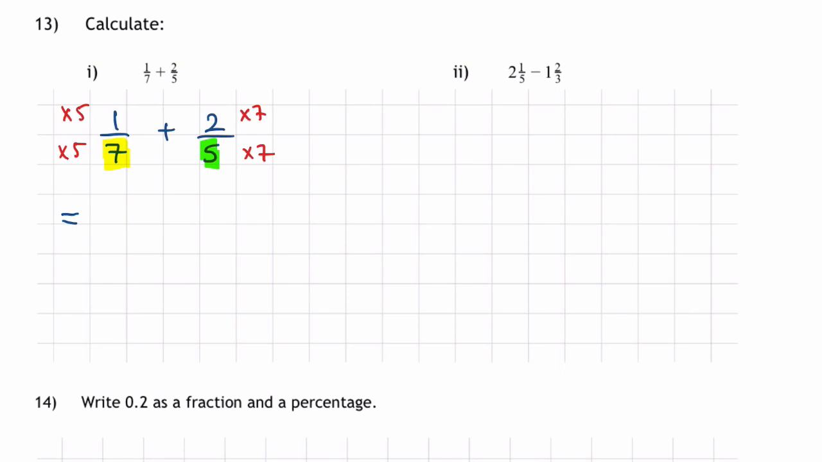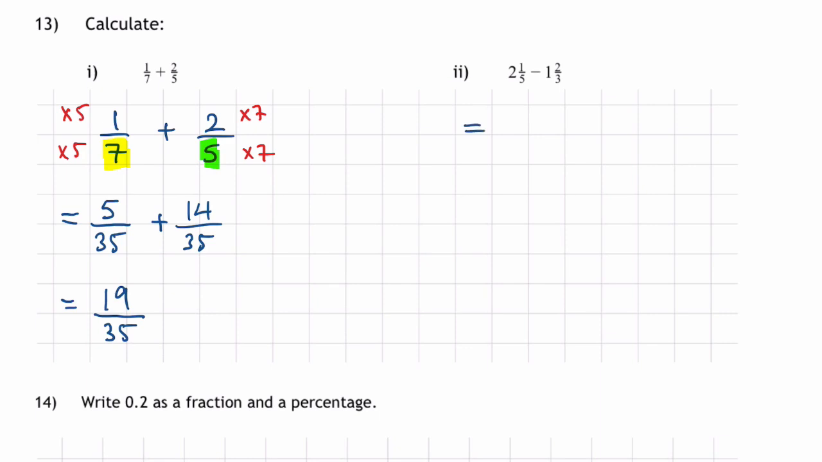So 5 multiplied by the 1 is 5. 5 multiplied by the 7 is 35. Plus 2 multiplied by 7, 14. 5 multiplied by 7 is 35. And then we've got the 5 plus the 14 is 19/35. For part 2, we've got mixed numbers, so we need to convert to an improper fraction.